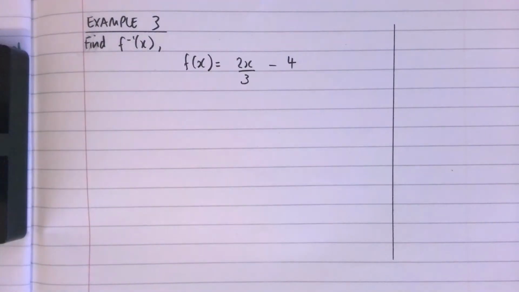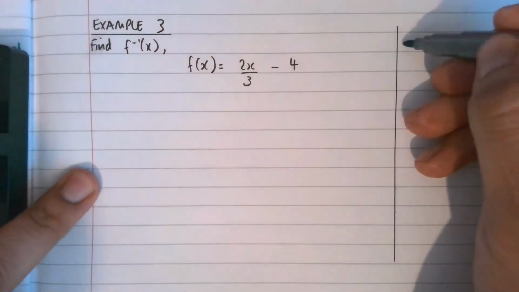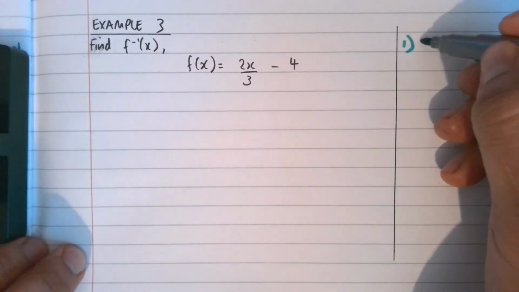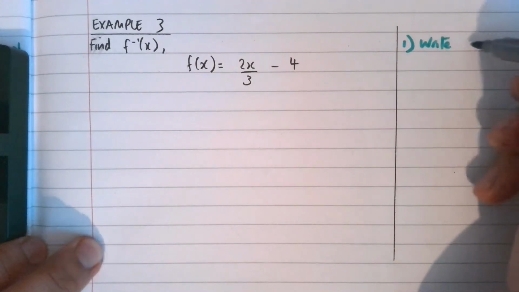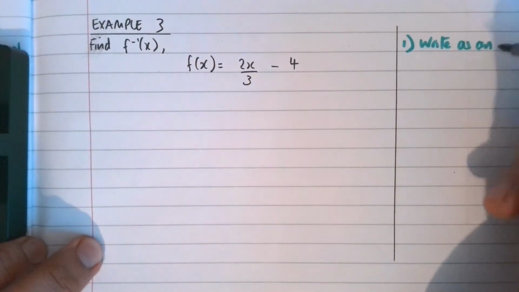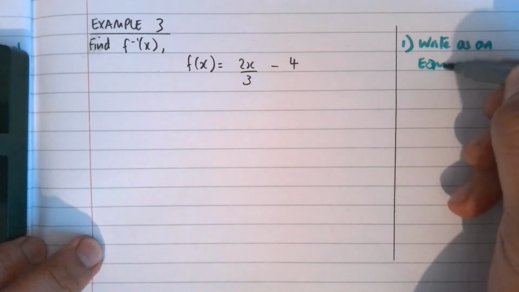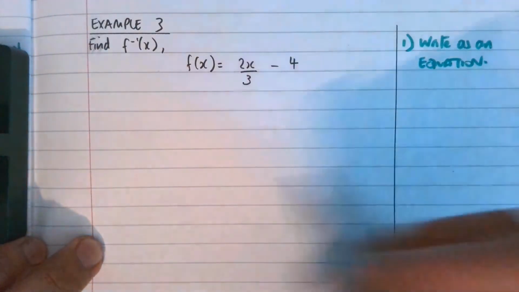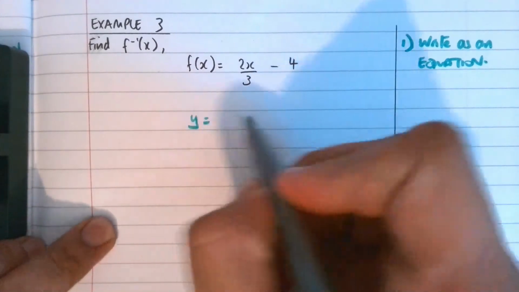So again, our first step is going to be to write the function as an equation. The function is 2x over 3 take away 4. So we're going to write that as y equals 2x over 3 take away 4.